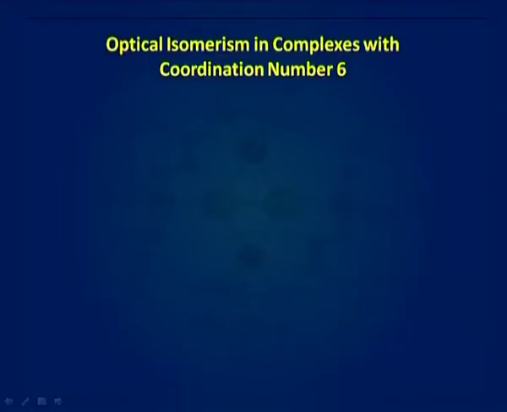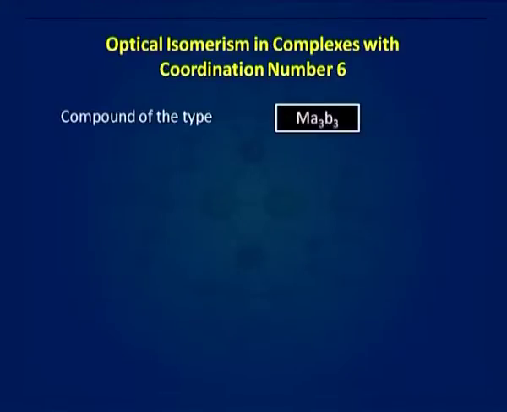So, this was the discussion about the optical activity or optical isomerism in 4 coordinated complexes. Now, we will discuss the optical activity or optical isomerism in 6 coordinated complexes. As you know, 6 coordinate complexes have an octahedral geometry. First, we are going to discuss the type of complexes MA3B3. Here, M is the metal ion, A and B are 2 types of ligands.